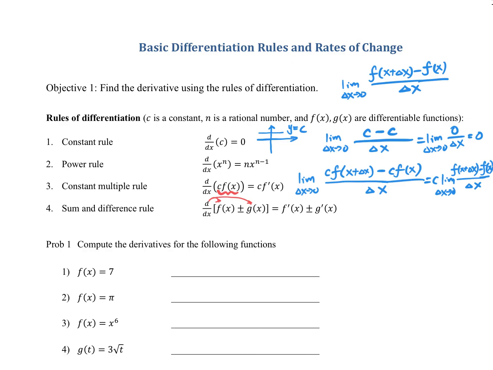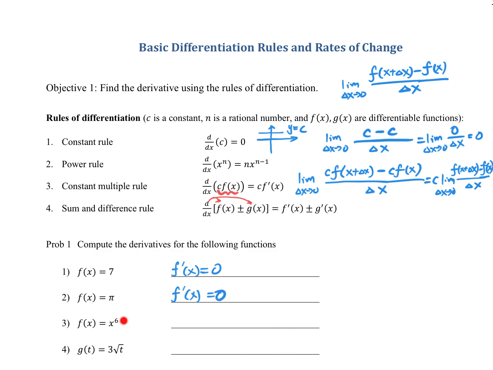So the first one, find the derivative of the following. F of x is equal to 7. This is a constant. So the derivative, according to the first rule, should be equal to 0, right? And the second one, f of x is equal to pi. Pi is a real number, and it's still a constant. So therefore, the derivative of this function is still 0.